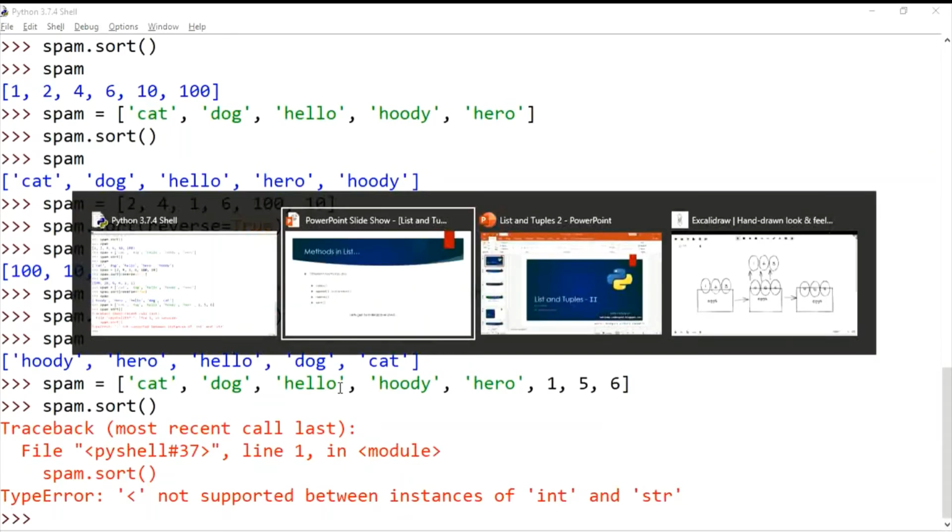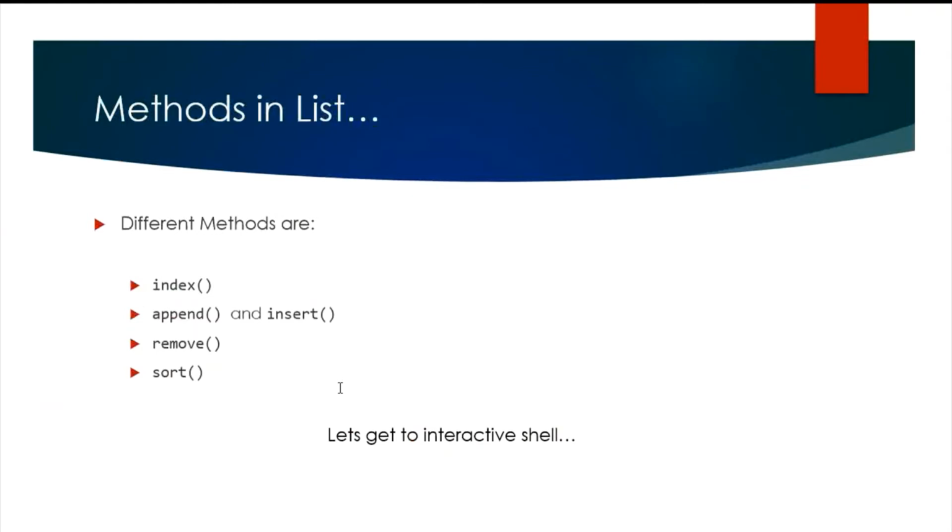Let's get back to our presentation. So we have seen index, it's going to give me the index. We have seen append and insert. Append is going to add the element at the end. Insert is going to add the element but at a particular index. It has two arguments. Then we have remove, it's going to remove, and we have sort, it's going to sort. We cannot sort two data types, like if a list has strings as well as integers, it will not be able to sort it. So these are different methods in list which we have studied.